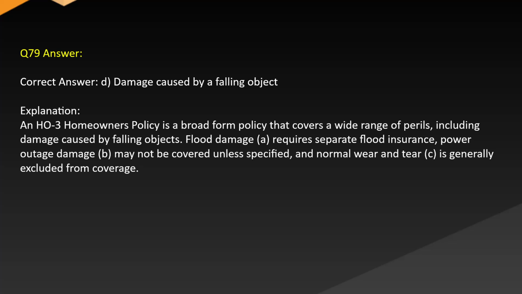Explanation: an HO3 homeowners policy is a broad form policy that covers a wide range of perils, including damage caused by falling objects. Flood damage, A, requires separate flood insurance. Power outage damage, B, may not be covered unless specified. And normal wear and tear, C, is generally excluded from coverage.